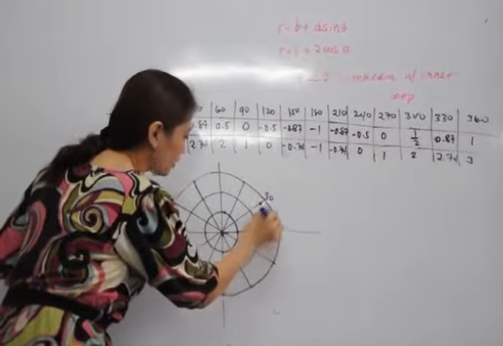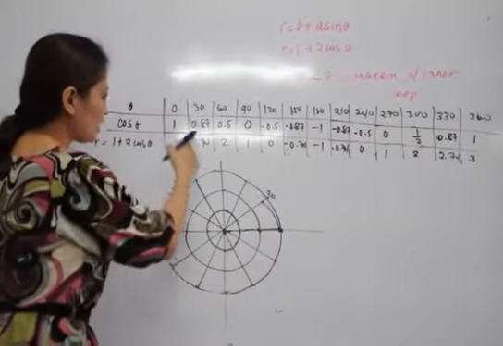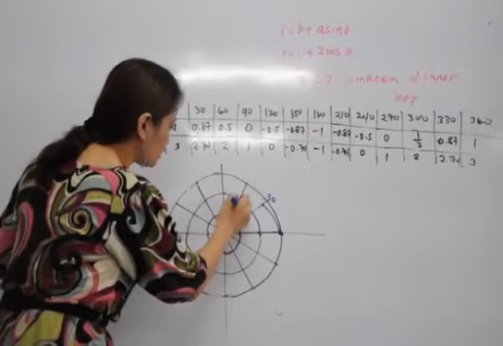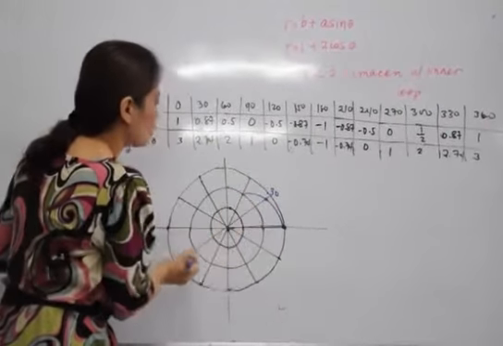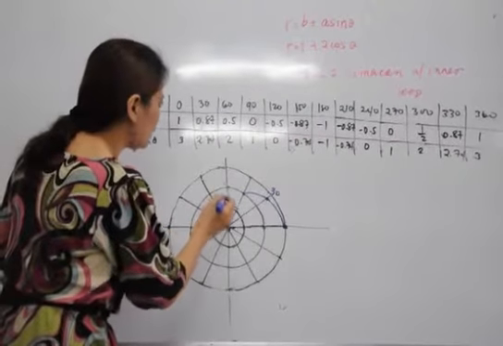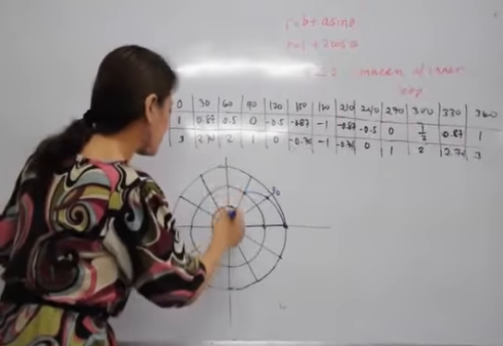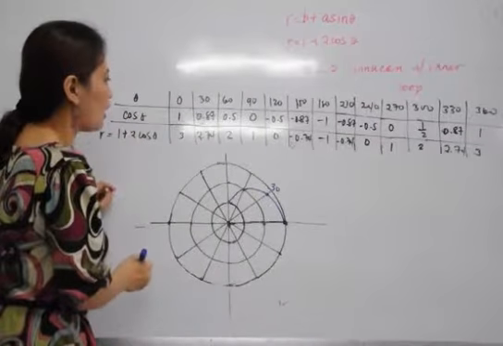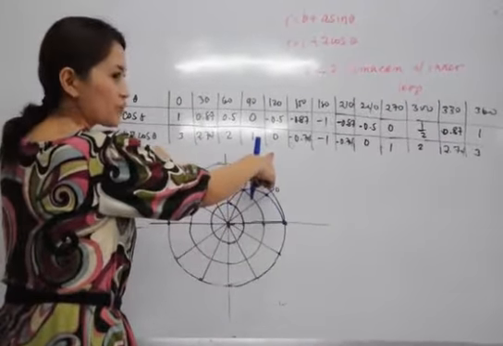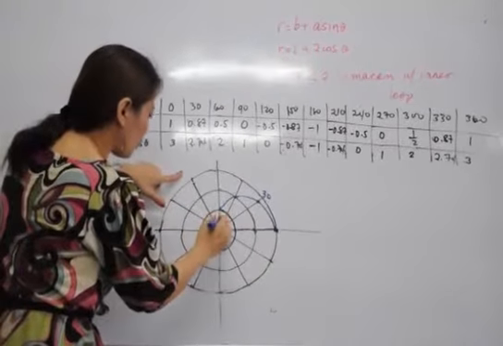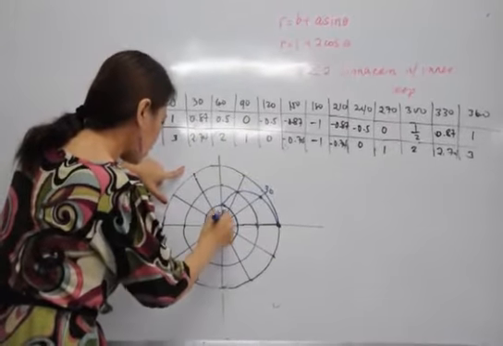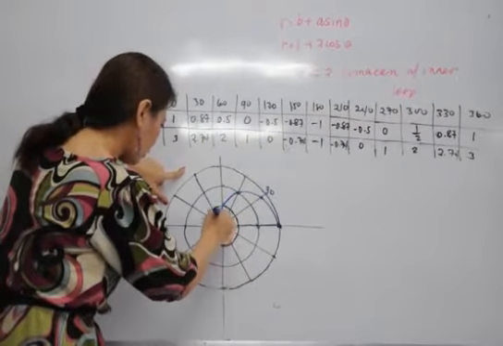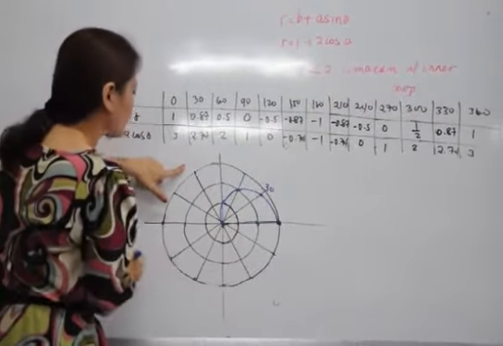Okay, so we can connect the points. And then 60 degrees, that's equivalent to 2. So this is a radius of 2. And then 90, that is equivalent to 1. So if this is 90 degrees, we have 1 here. Now for 120 degrees, we have 0. So 0 is here, and this is going to go here, at 120, at 0.